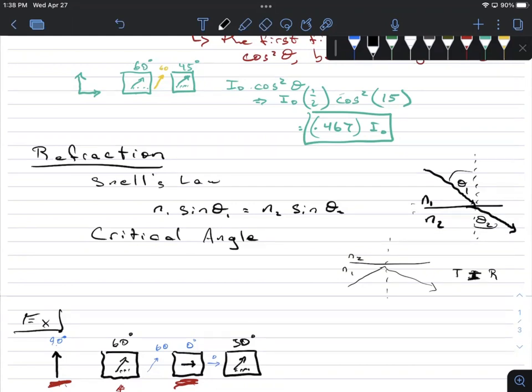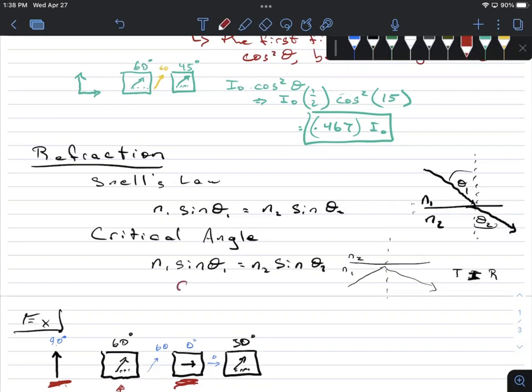Now, how do we know what angle this happens at? Because if you have too small of an angle, the light will make it through. Too big of an angle, it'll reflect. The critical angle is that very specific number where anything bigger reflects, anything smaller goes through. How do you find it? You just do Snell's law. N1 sine theta 1 is N2 sine theta 2.